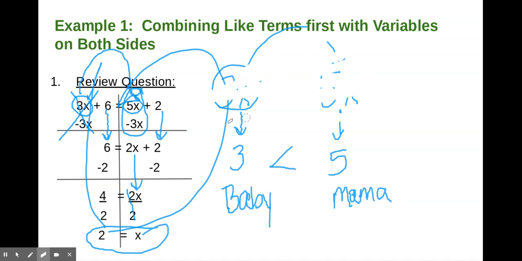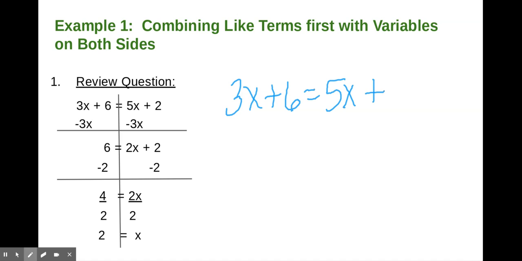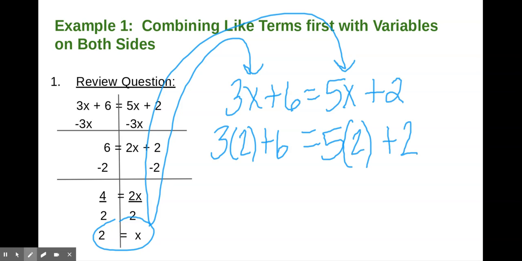Okay, so we can do that real quick here. All right, I have 3x plus 6 equals 5x plus 2. We got the answer x equals 2. Let's put it back in and we can see if it makes sense. So we have 3 times 2 plus 6. Does that equal the same thing on the right as 5 times 2 plus 2? Well, 3 times 2 is 6, and 6 plus 6 is 12. On the right side, 5 times 2 is 12. I'm sorry, it's not 12, it's 10.